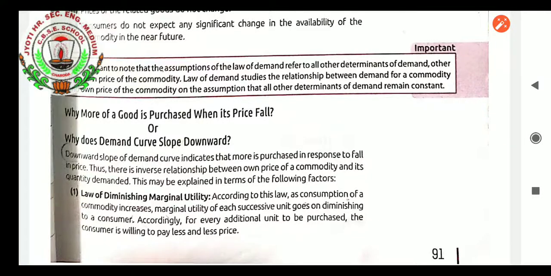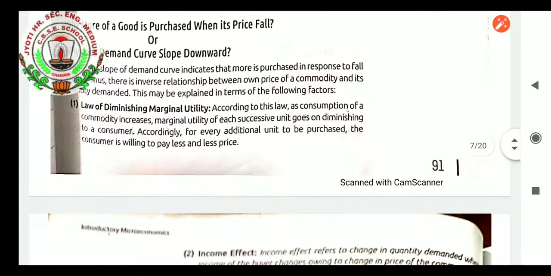So the downward slope of the demand curve indicates that more is purchased in response to a fall in the price of the commodity. Thus there is an inverse relationship between the own price of a commodity and its quantity demanded. This may be explained in terms of the following factors. Very first, the law of diminishing marginal utility. According to this law, as consumption of a commodity increases, the marginal utility derived from the consumption of the good decreases.